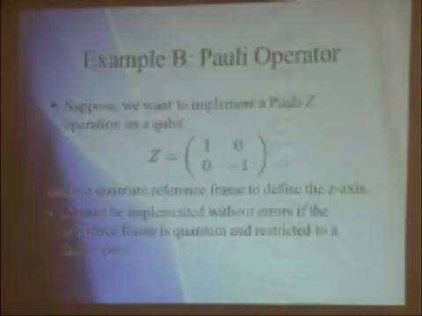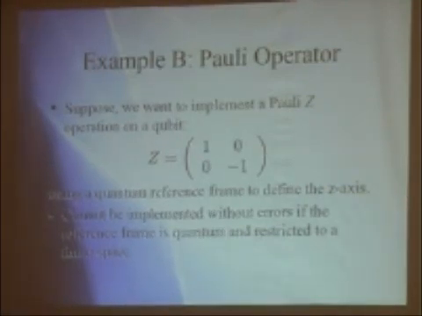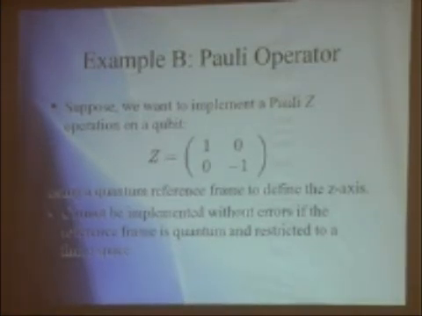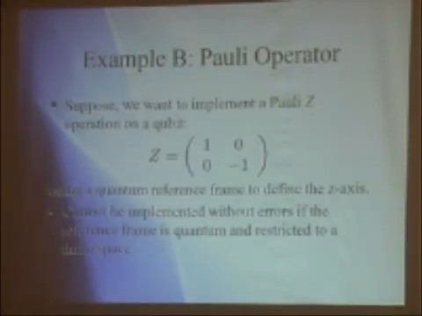Okay, so here's a more interesting example. Suppose that you want to perform a certain gate on one of the states in your reservoir, and suppose that gate is just this phase gate here. To implement a phase gate, you need to define a direction in space, and this is what we use the quantum reference frame for. It's actually impossible to implement a phase gate without a quantum reference frame, without making errors.